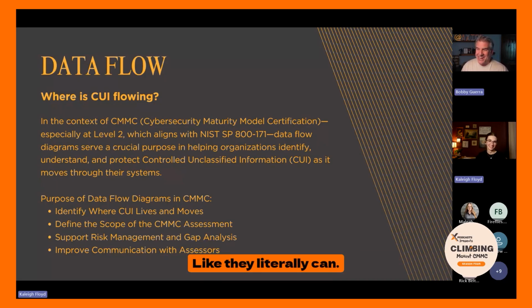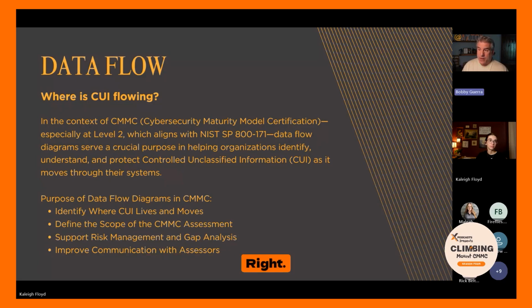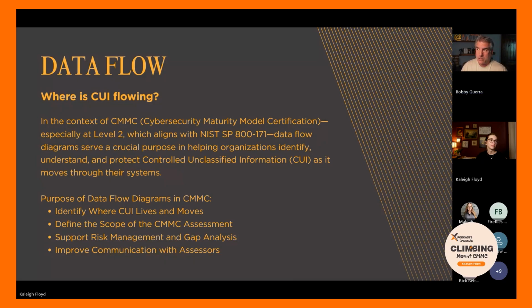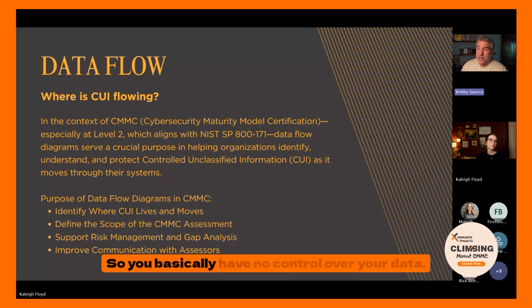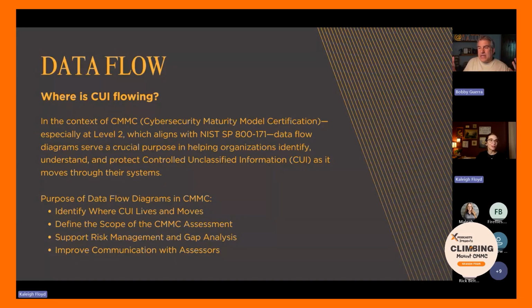That's how I'm putting it. They literally can. So could they print it? Well, we tell them not to, but they could. So they could print all the CUI anywhere they want. Yes. So you basically have no control over your data. Well, if you put it that way, yeah. That's probably how an auditor would put it.